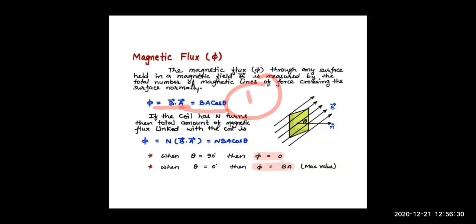Suppose we are having a number of turns of the coil. Suppose the number of turns of the coil is n. Then the total magnetic flux will become n times, so that is nBA cos theta. Right, it would be nBA cos theta, and we know that if the theta value is 90, then flux will be 0. This we already saw in the previous slide. And if the angle theta is 0, then the flux will be maximum, that is BA.